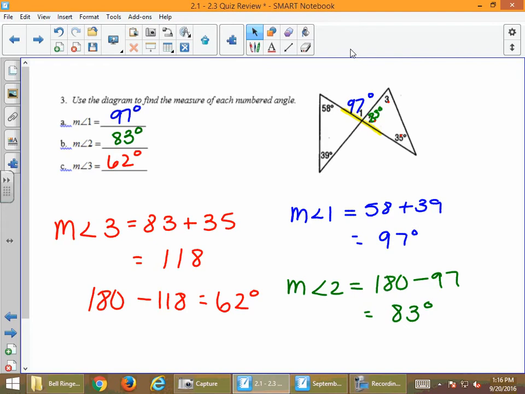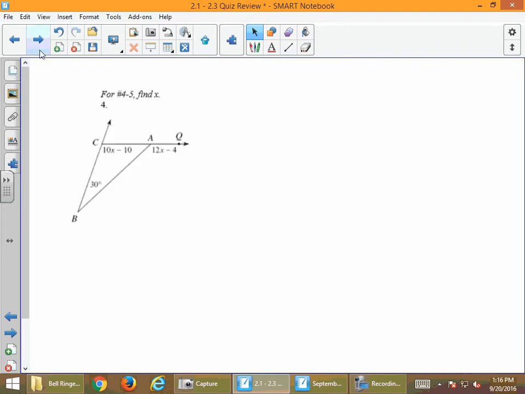Watch it. Right. Give me a minute to get started on this. Really similar to this last one. Think about that outside angle. Think about the angles. All we're doing is finding x.